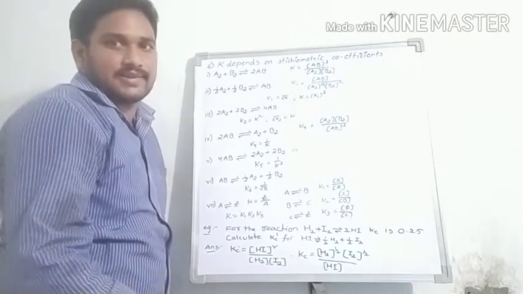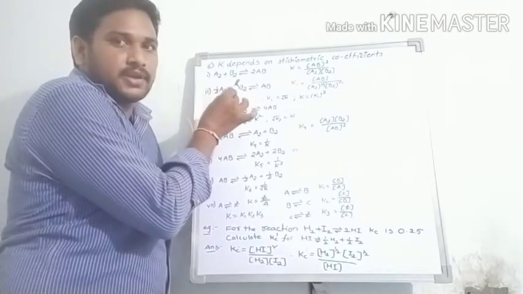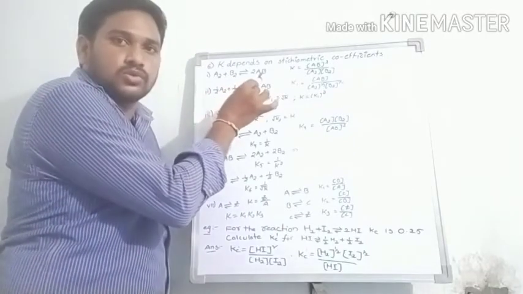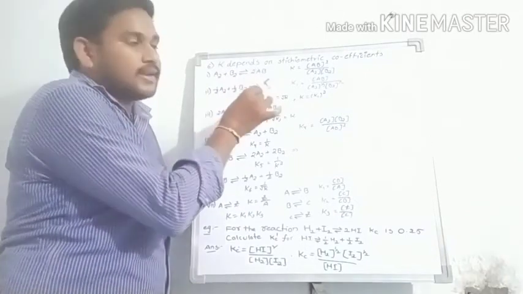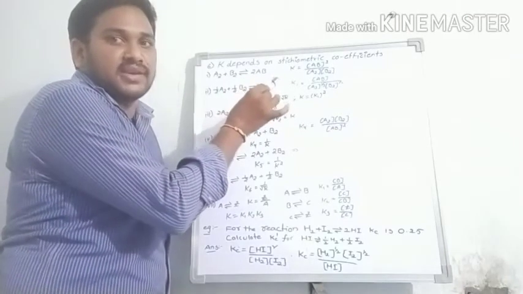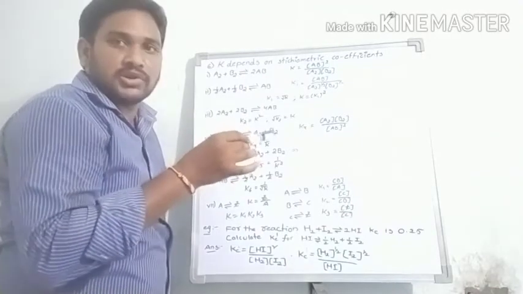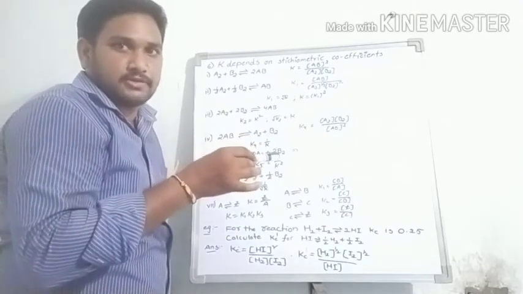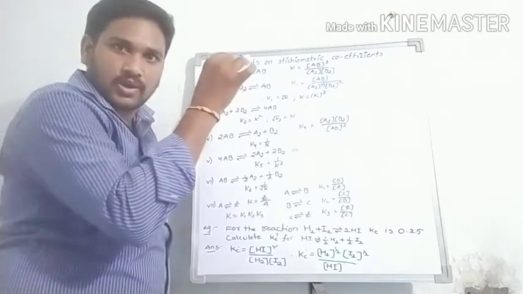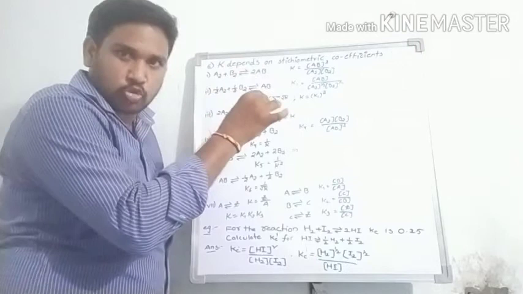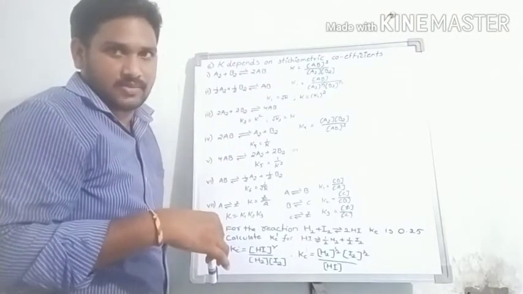In a particular reaction, A2 plus B2 gives rise to 2AB. In this reaction, to write the equilibrium constant K, according to your knowledge, the equilibrium constant is the concentration of product divided by the concentration of the reactants. Sir, am I right or wrong?